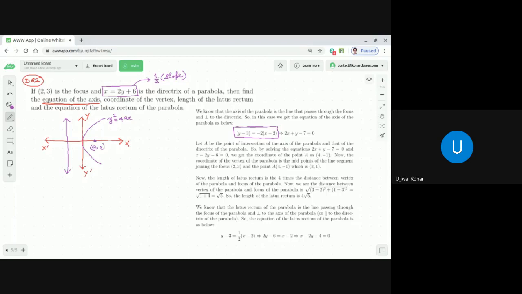Okay. Now let's come to the next one. Did you find the coordinate of the vertex? Did you get the coordinate of the vertex?